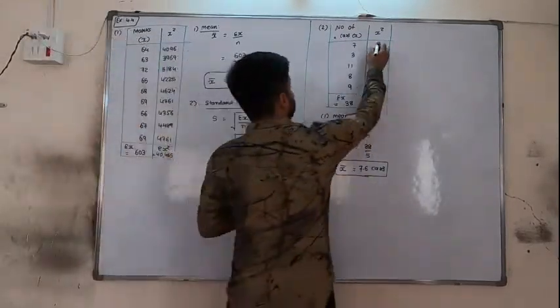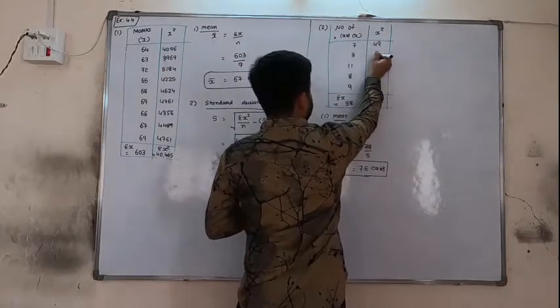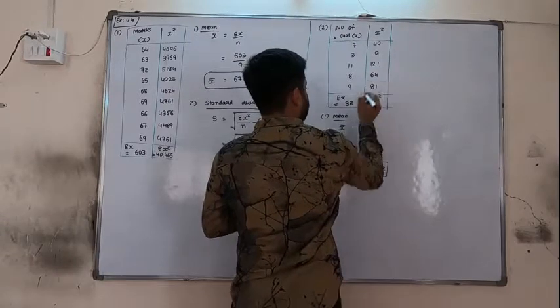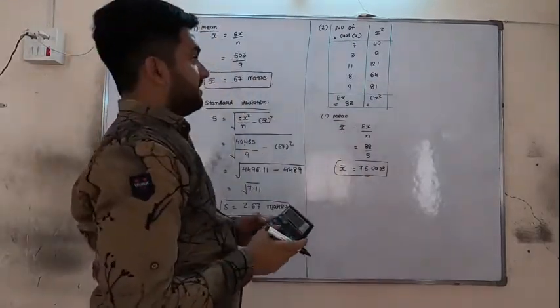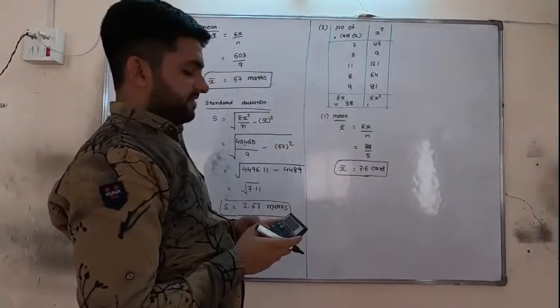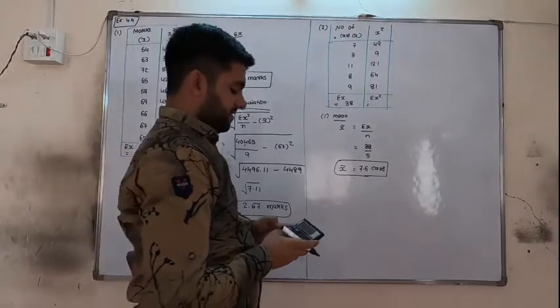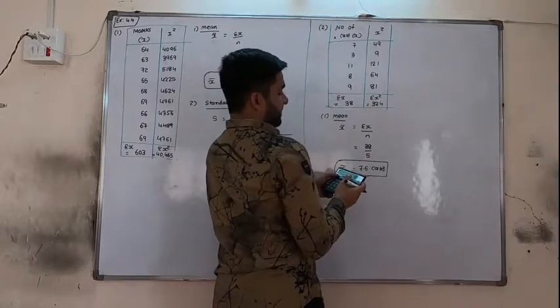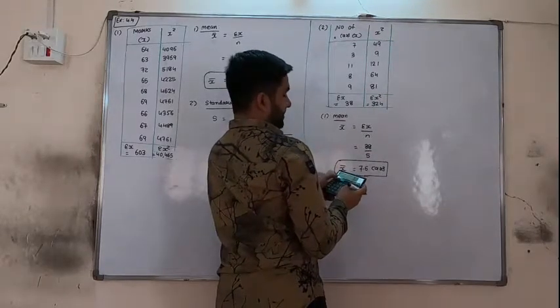Now 7 square is 49, 3 square is 9, 11 square is 121, 8 square is 64, 9 square is 81. 49, 9, 121, 64, 81 is 324. And a habit of checking: 49, 9, 121, 64 and 81.